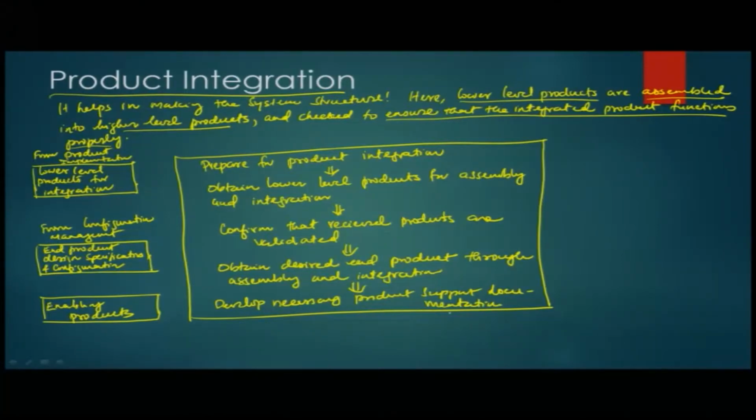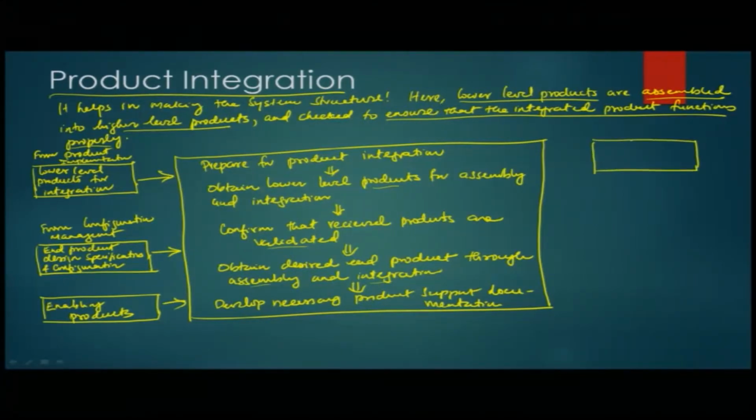So in this process, first you prepare for the product integration, then you obtain lower level products for assembly and integration, then you confirm that the received products, the ones you are going to use to assemble the higher level product, are validated. So all your sub-assemblies are validated. Then you obtain the desired end product through assembly and integration, and then you develop the necessary product support documentation. So these three steps become the process, and then similarly there are three outputs.